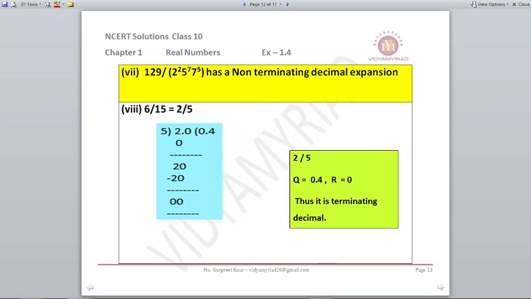Next, 6 upon 15 is equal to 2 upon 5. We can reduce it. So we can divide it and see that our answer is 0.4, remainder is 0.